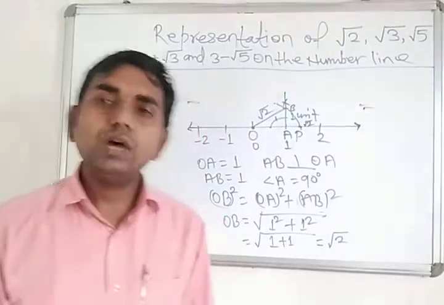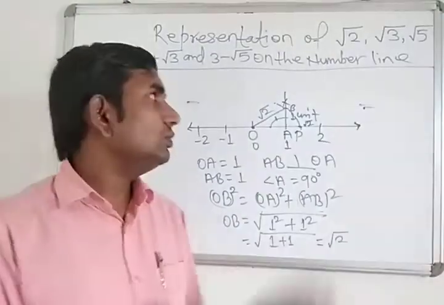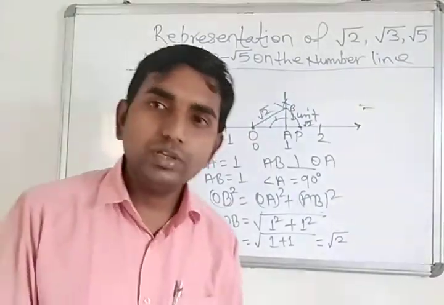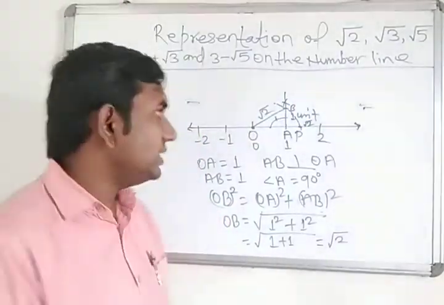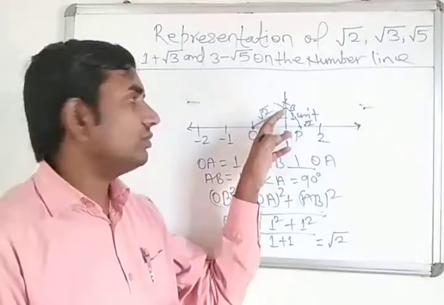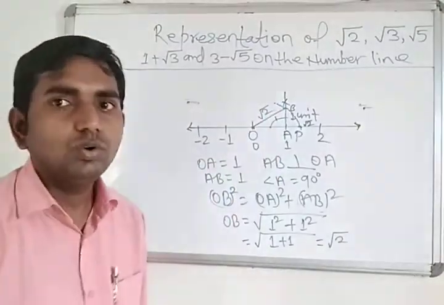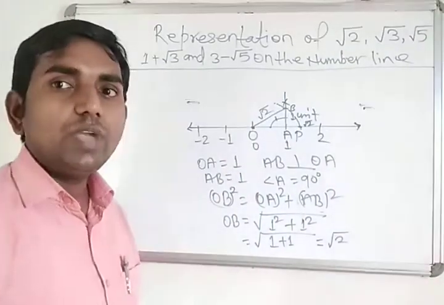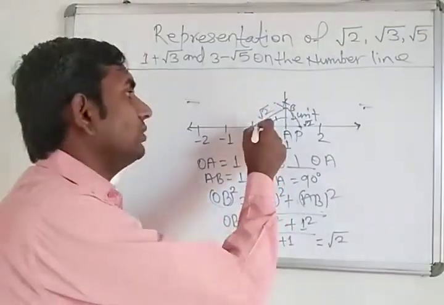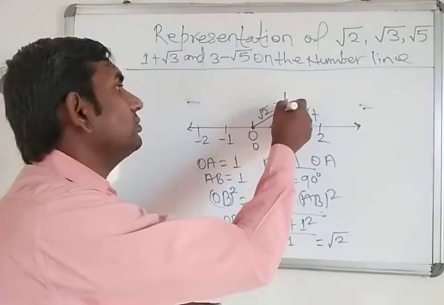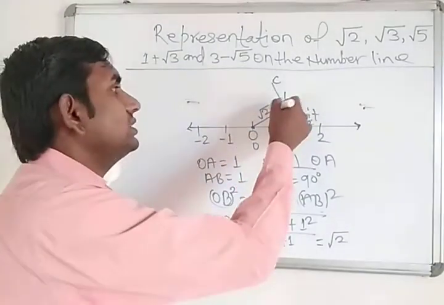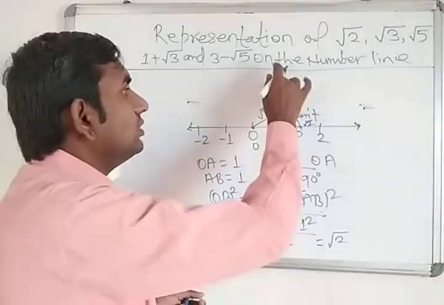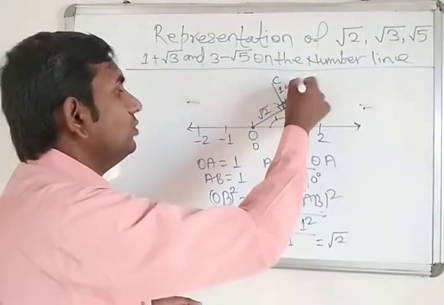Now once again, if you want to construct under root 3 on a number line, how will we construct it? For this we first construct under root 2, where the length is equal to under root 2. Now we again draw a perpendicular on OB. Suppose that angle at B is equal to 90 degrees. And OB is equal to under root 2, and the perpendicular is 1 unit.